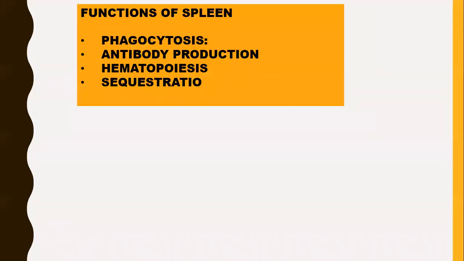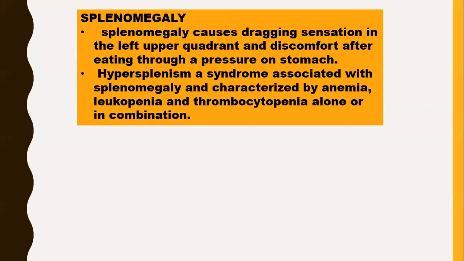Functions of the spleen, as you know, are phagocytosis, antibody production, hematopoiesis, and sequestration. These all are the functions of the spleen. Splenomegaly causes dragging sensation in the left upper quadrant and discomfort after eating through a pressure on the stomach. Hypersplenism is a syndrome associated with splenomegaly and characterized by anemia, leukopenia, and thrombocytopenia, alone or in combination. So the condition is termed as hypersplenism.